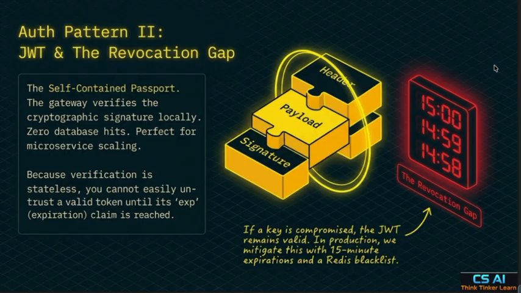However, notice the revocation gap. Because verification is stateless, you can't easily untrust a valid token unless its expiration claim is reached. In production, we mitigate this risk with short 15-minute expirations and a Redis-based blacklist for compromised keys.